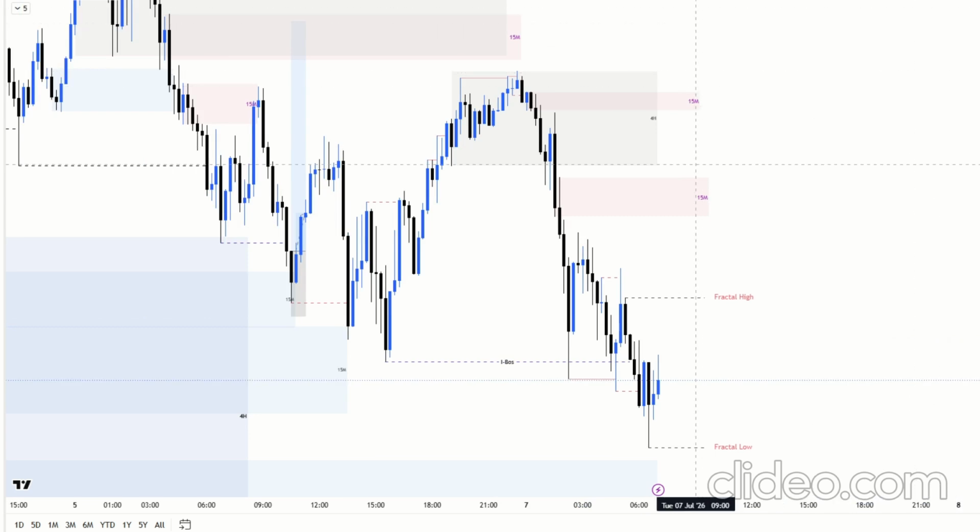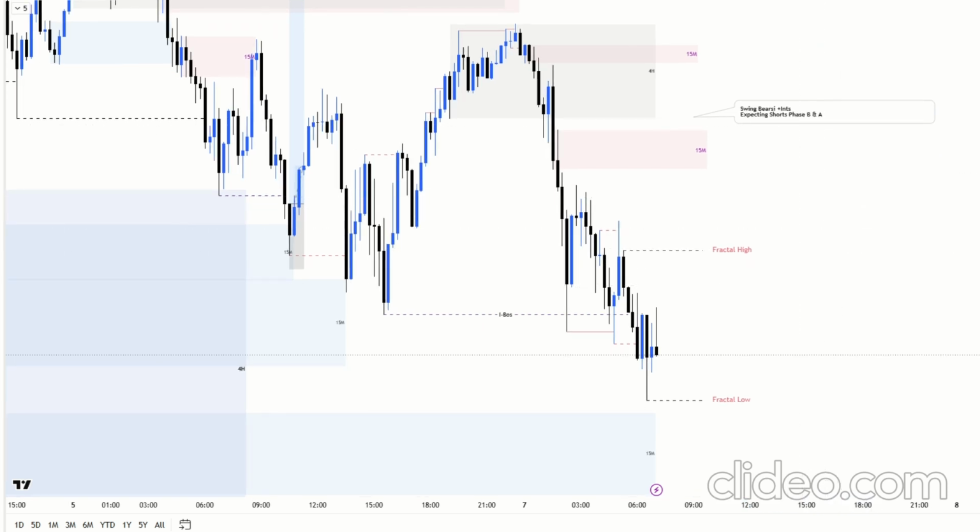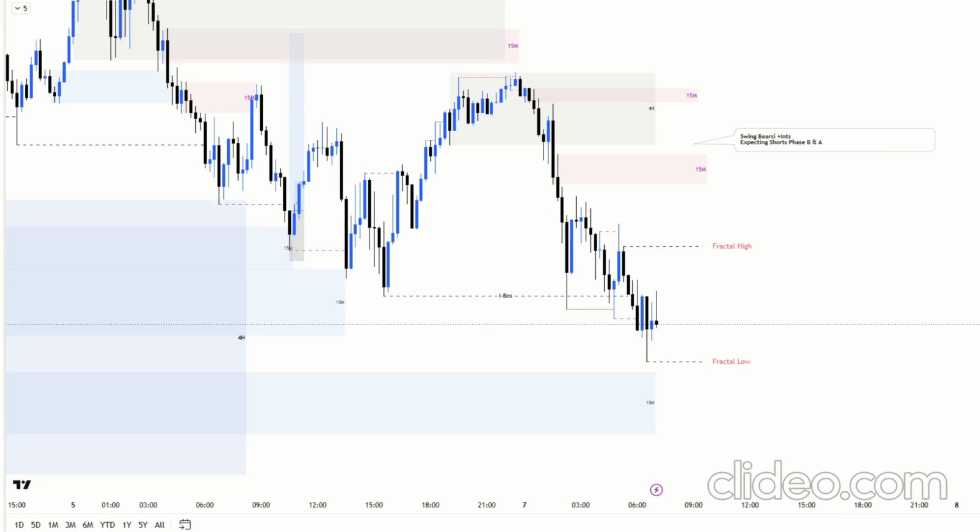So I'll just indicate here swing bearish plus internals, expecting shorts, phase C, B, and A. Now, remember, I've told you, we may have a reaction from this zone.